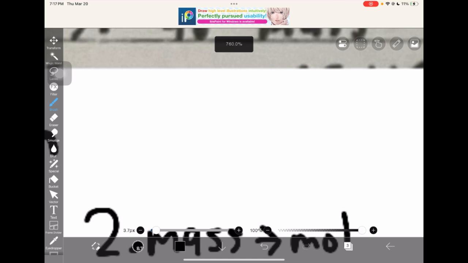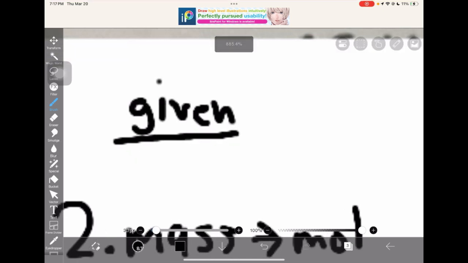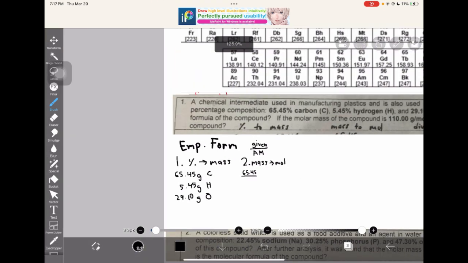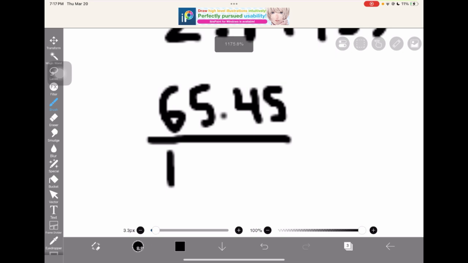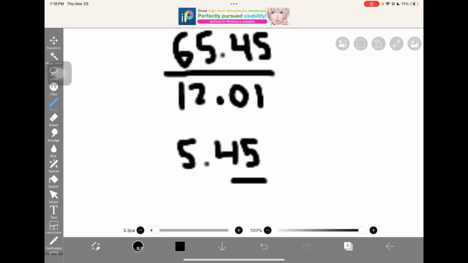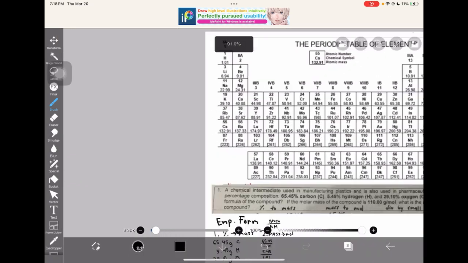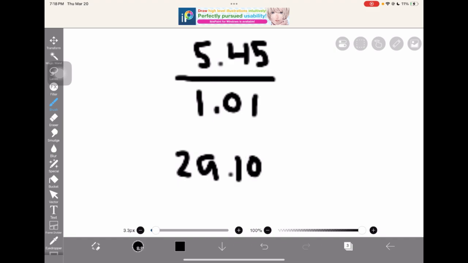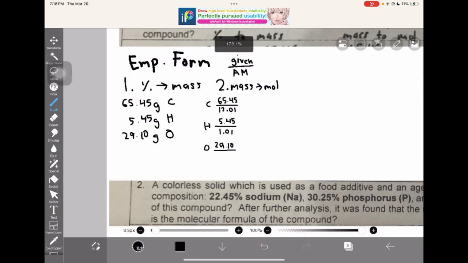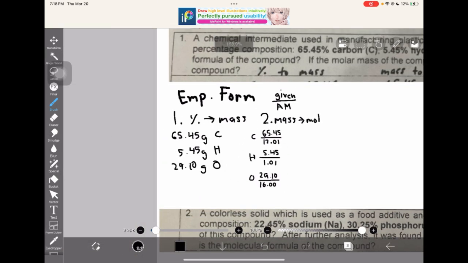So to do this, basically just get our given over atomic mass for each of these elements. So we put 65.45 over, let's find the mass of carbon. Carbon's 12.01. Right, very nice. Next one for hydrogen, we have 5.45 over, we already know it's 1.01, right over there. Last but not the least, we got 29.10 over oxygen's mass. So let's just do C, H, and O. Let's keep everything aligned. And that is 16. Very nice. So once again, we want to find the moles. So just plug these values into your calculator, and we should be able to get our empirical and molecular formulas. So let me just find our reference paper to begin with.